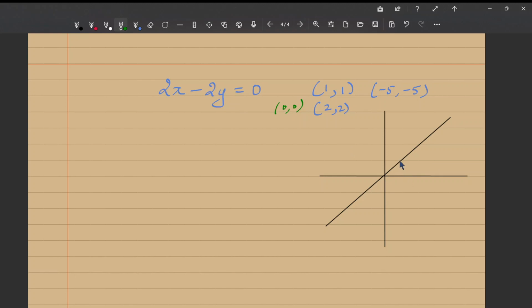So if you notice, every point in this line represents 2x minus 2y is equal to 0. Every point in this line is a solution to this equation. So you have infinite solutions, right?